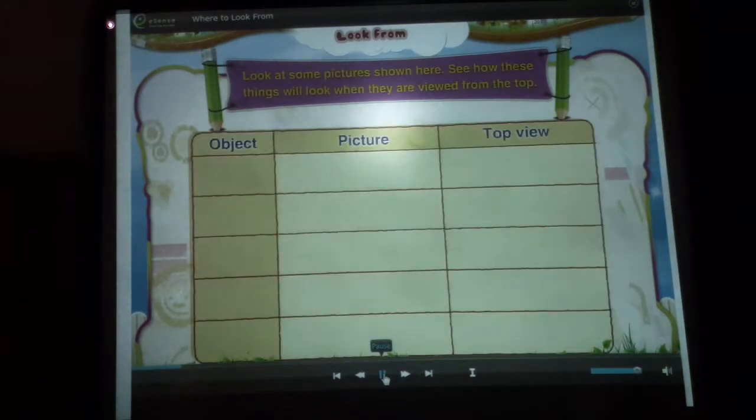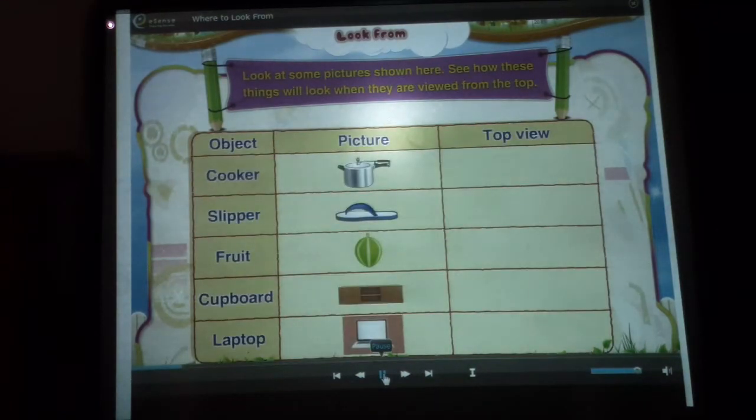Look at some pictures shown here. See how these things will look when they are viewed from the top. Look at the cooker shown here. If you look at it from the top, it will look like this. The second picture is that of a slipper. If it is viewed from the top, it will look like this.